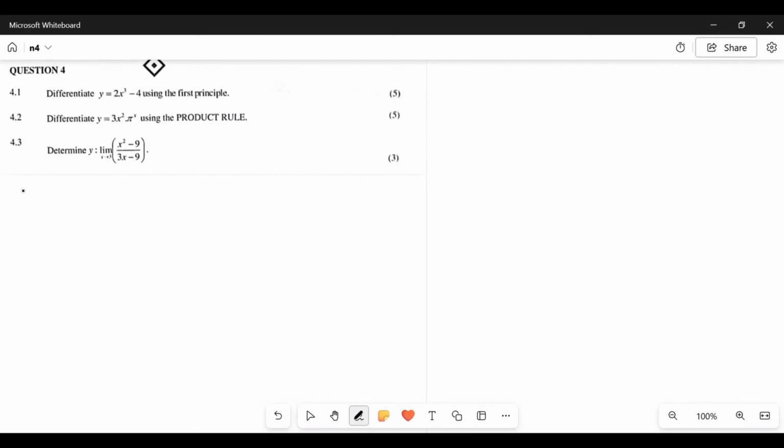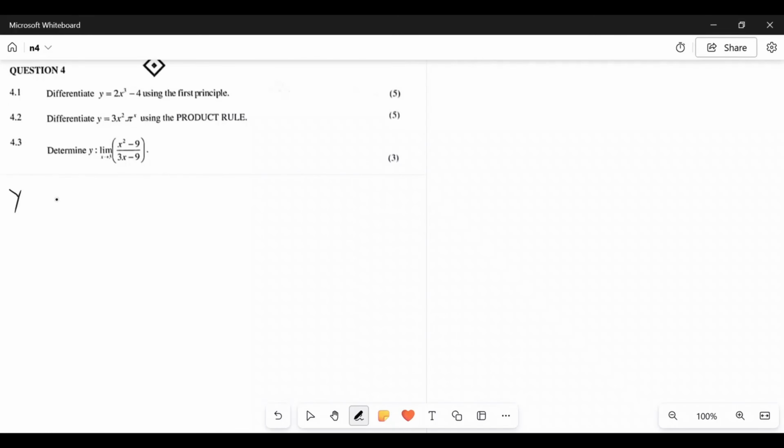All right, people, let's look at 4.3. Now, 4.3 goes like this. Determine y, limit x approaches 3, open bracket, in the numerator we have x squared minus 9, divided by, on the denominator, 3x minus 9, close bracket. So they want us to find the limit of this problem here. So let me rewrite it here so that we are able to see it clearly.